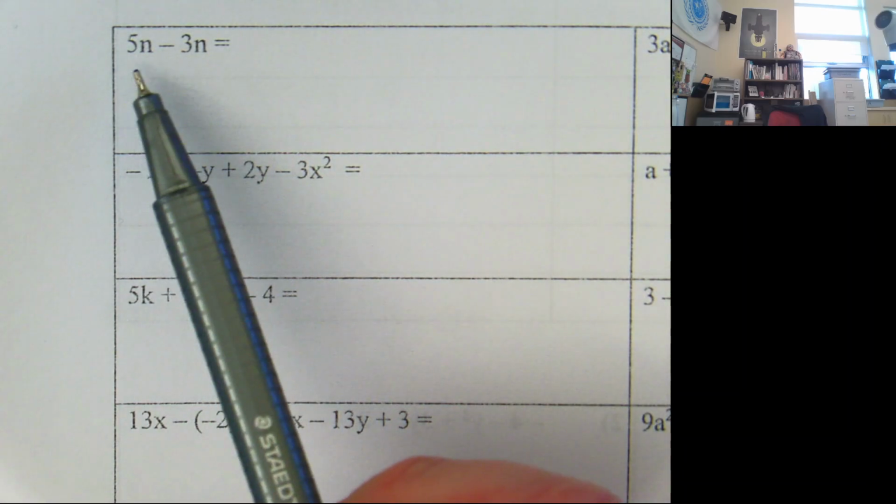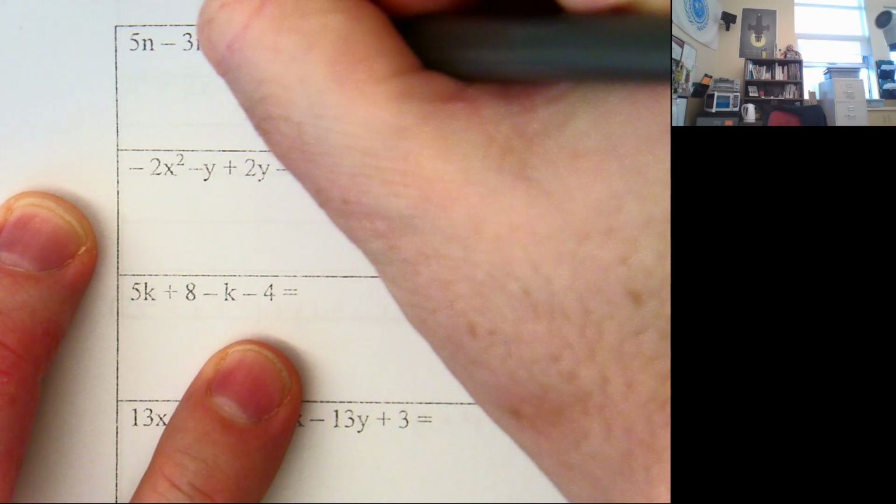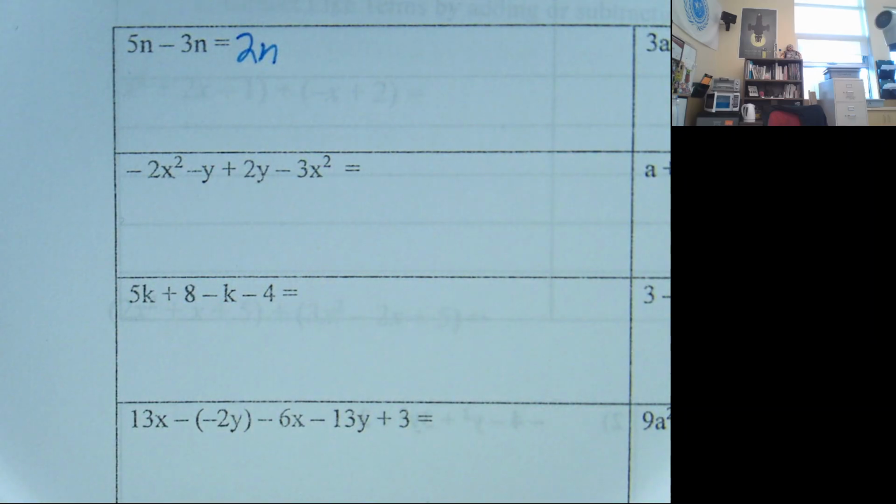The coefficient out front just tells you how many you have. So I've got 5 n's here, and I'm taking away 3 n's. So how many n's do I have left? Well, I have 5 n's, and if I take away 3 n's, I have 2 what? N's. It really is that straightforward.